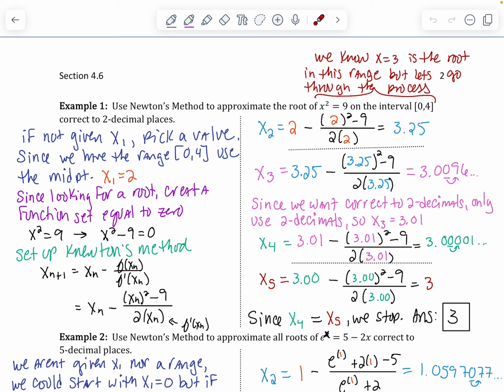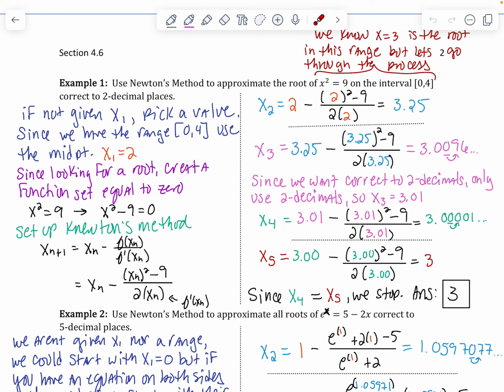So we aren't given an x1 to start with. Usually your best bet is to pick a value that's somewhere in the range that's given. And the midpoint's always a great starting point, but you could have picked 1, 3, 4, 3.999.